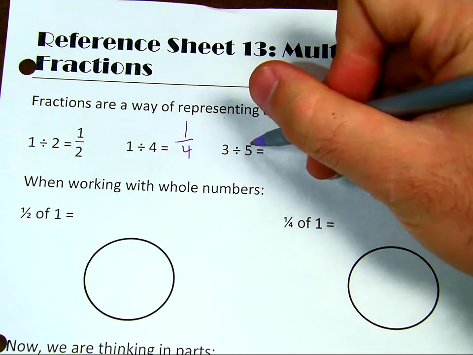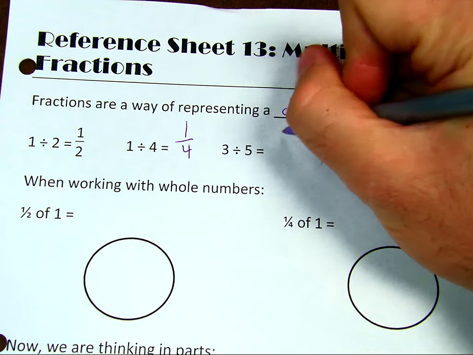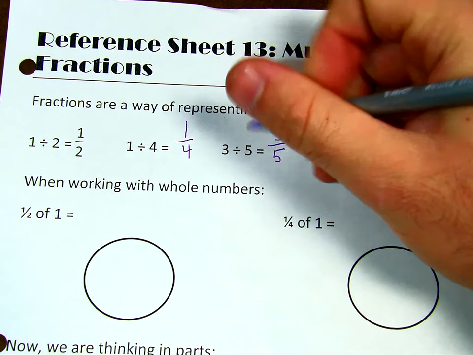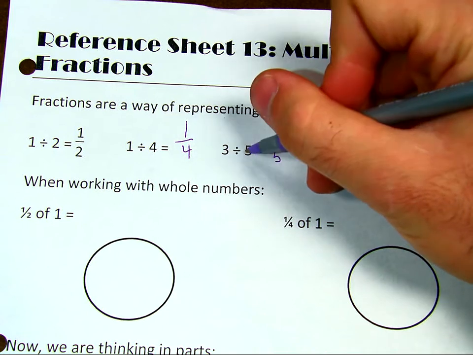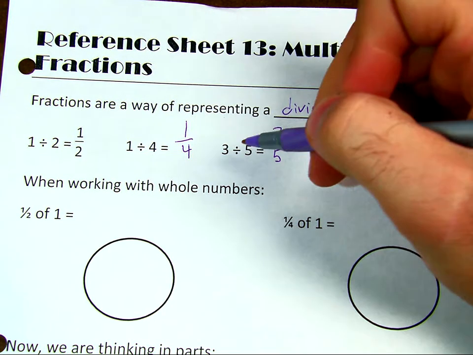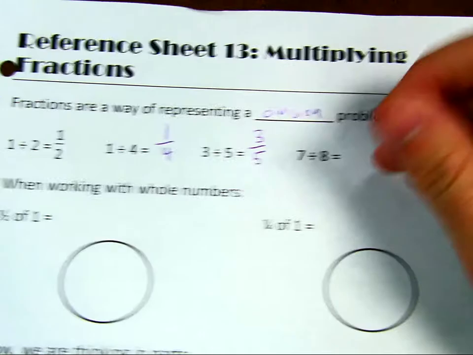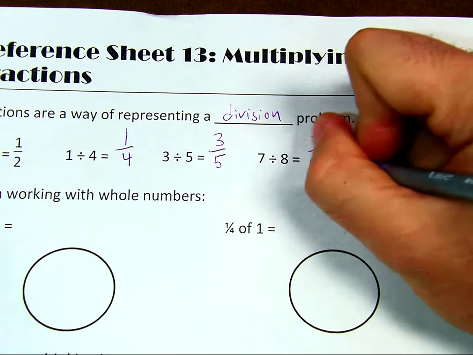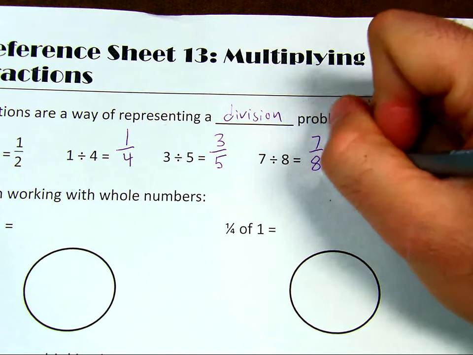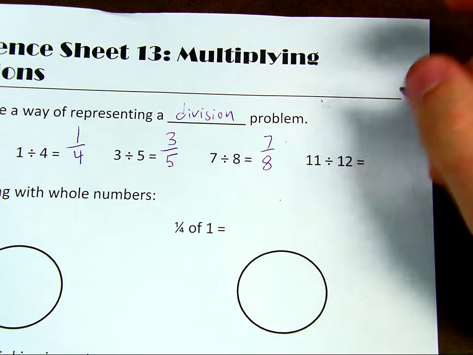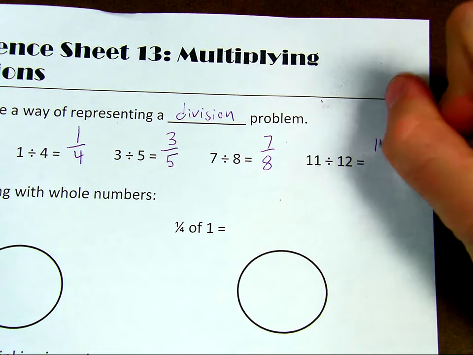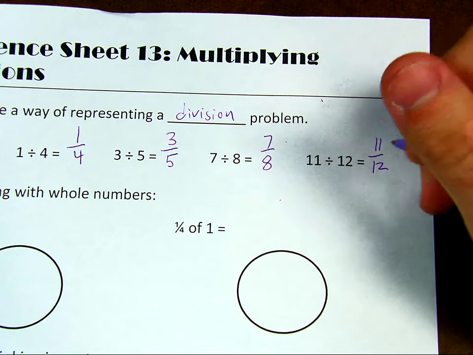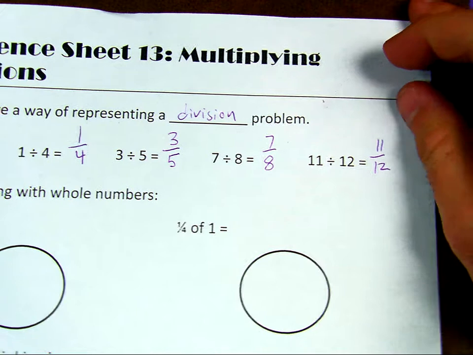If I have 3 divided by 5, I can also represent that by saying 3 parts out of every 5. Because if I divide 3 by 5, I will have 3 parts out of that 5, 3 out of 5. If I have 7 divided by 8, that means I will have 7 parts out of 8. 7 over 8 is 7/8. If I have 11 divided by 12, it means I'll have 11 parts out of 12. 11 over 12 is 11/12.